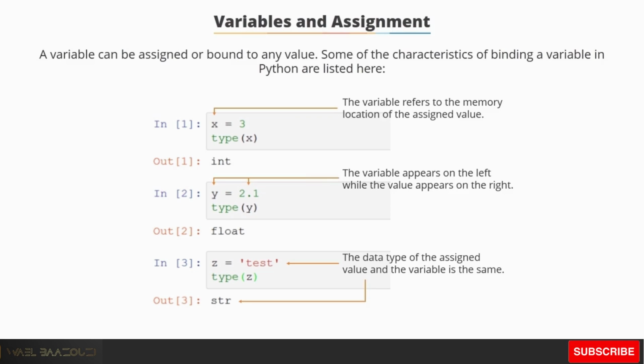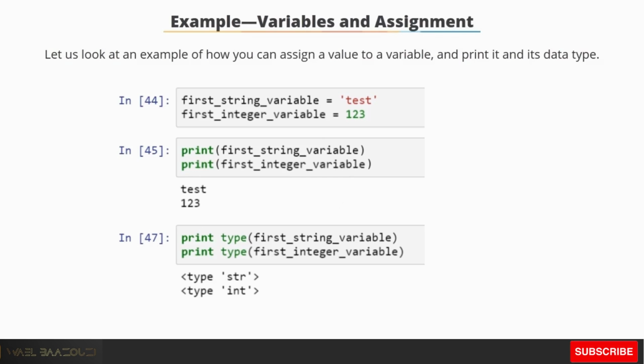You can see that no matter what the data type of the assigned value is, be it integer, float, or string, you don't need to separately specify the data type of the variable. The variable directly takes on the data type of the assigned value. Let's look at an example. Here, we assign a string value and integer value to the two variables. To print these variables, type print, followed by the variable name. To view the data type of the variables, use the print type method and specify the variable names within the parentheses.